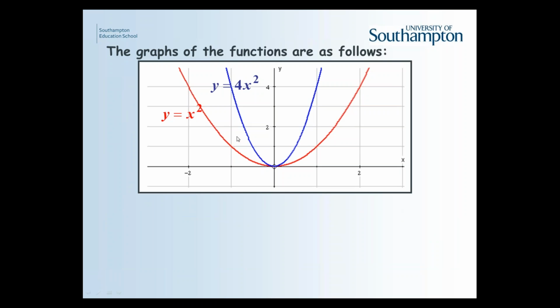There you go. So it's got the x squared graph, and it's as if it's been pulled up to make the 4x squared. So that is a stretch scale factor 4, and it was stretched this way, so in the y direction, along the y-axis.